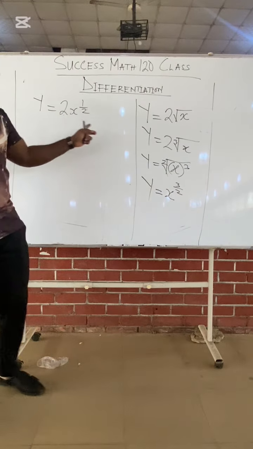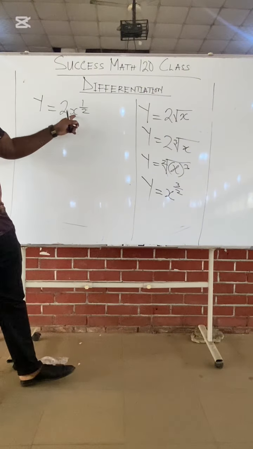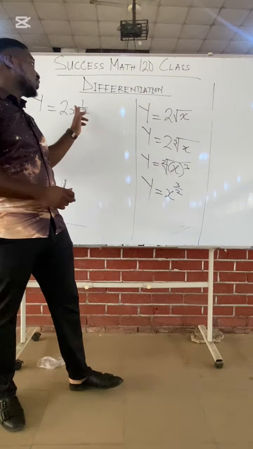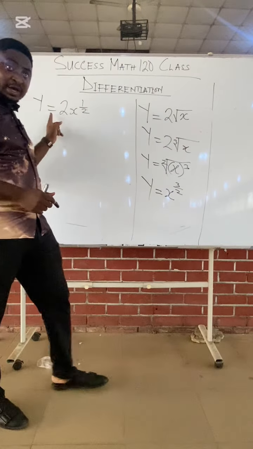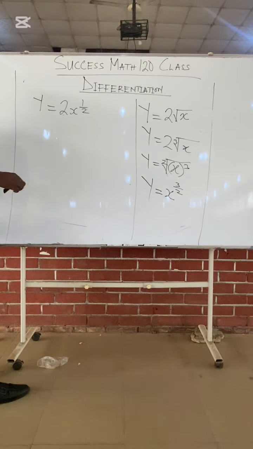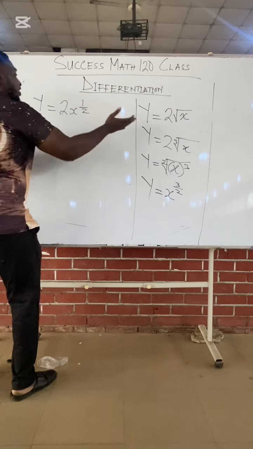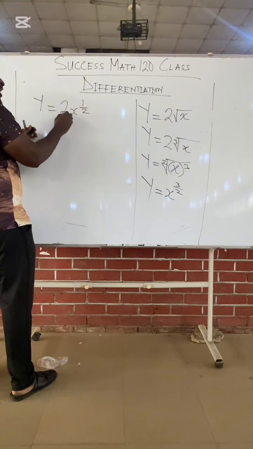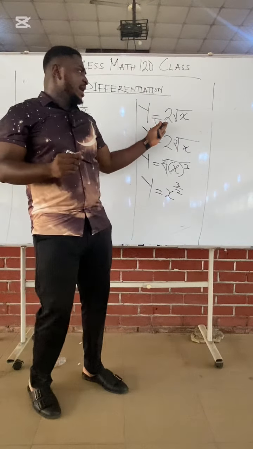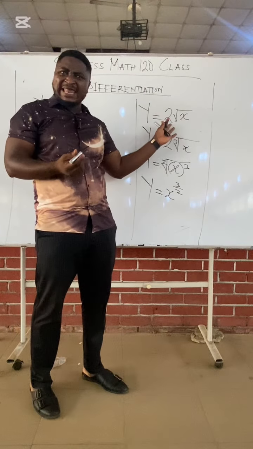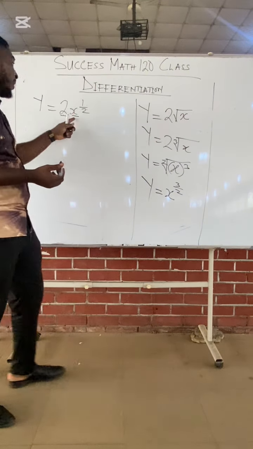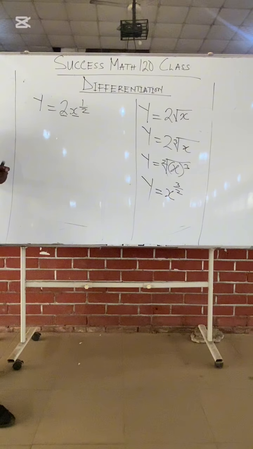But of course, there was a 2 before the square root, right? So you bring the 2: 2x raised to power 1 over 2. Class, this square root turning to x raised to power 1 over 2 does not affect the 2 behind. It's still there. Class, why did we change it? Because in this form, we can easily see our coefficient, our base, and our power. In the square root form, the power is not clear. So I change the square root to x raised to power 1 over 2. Class, are we following?